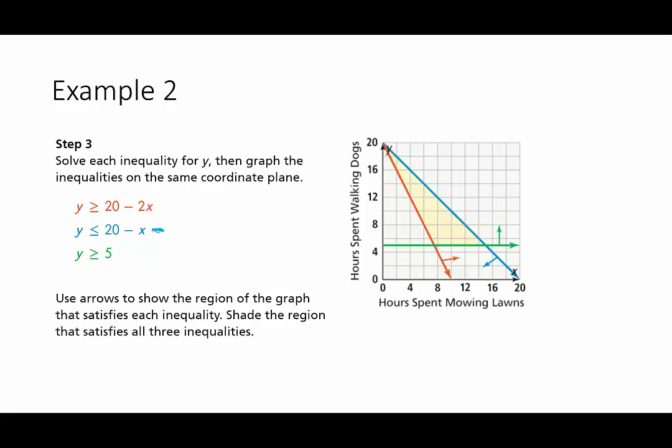Look over at the actual graph, you can see the shading. So since we were shading above the red line, notice how the arrow goes to the right. Less than the blue line, the arrow goes to the left, and above the green line, the arrow goes up. So the yellow part here is all of the different possible combinations that satisfies the 3 inequalities. It says use arrows to show the region of the graph that satisfies each inequality. Shade the region.